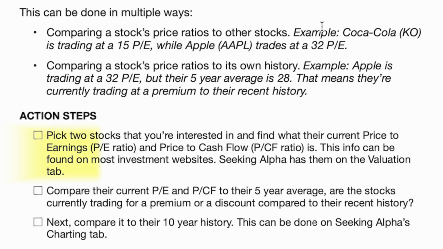We'll go through some examples of that here in a bit, but before that, here are the action steps I want you to take before we come back together and talk through it. Action step number 1, pick 2 stocks that you're interested in and find what their current price to earnings and price to cash flow ratios are. This info can be found on just about any investment website. Seeking Alpha, if you choose to use that, has them on the valuation tab.